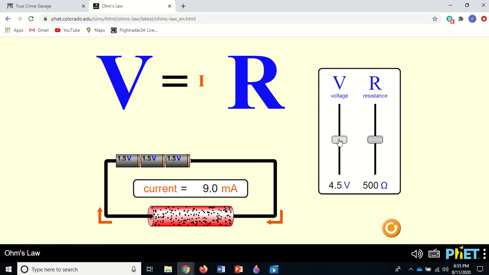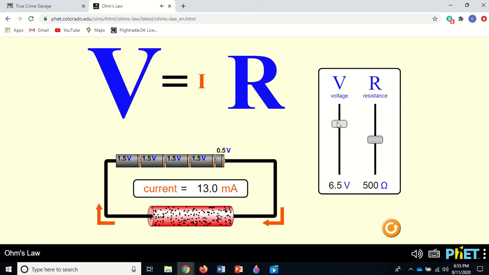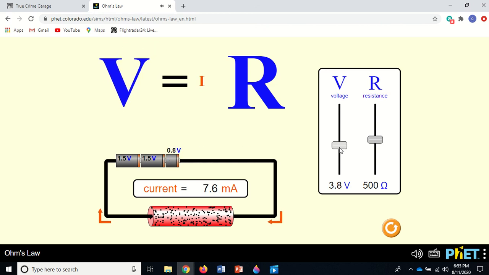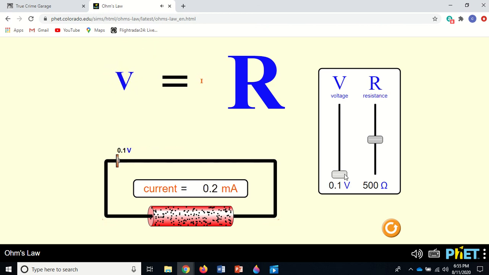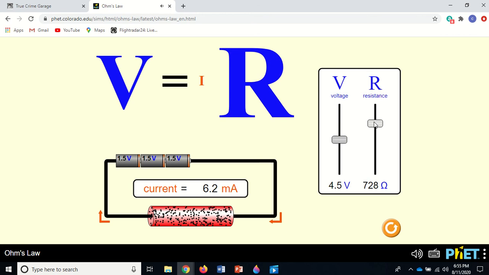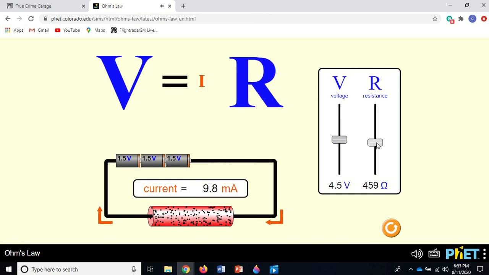So let's see, if we mess with the voltage and slide it up, the current goes up. See it going up, the number is getting bigger. Slide it down, it gets smaller. Can I get it back to where it was? So there we have our 9 milliamps again. Now what about the resistance? Increase the resistance, and the current gets smaller, it's the opposite. Decrease the resistance, and it gets bigger.